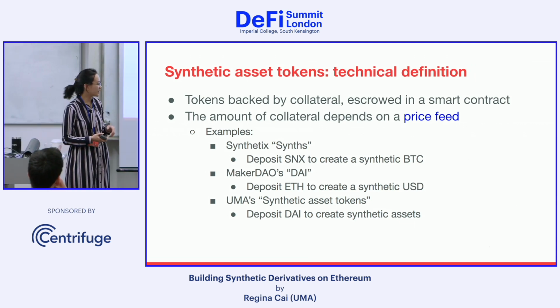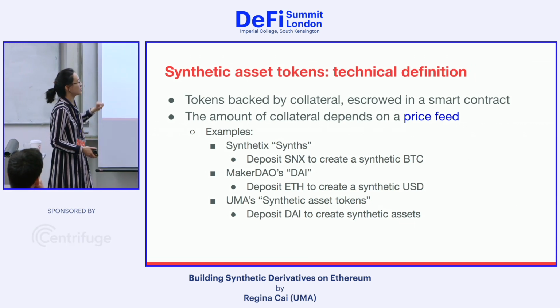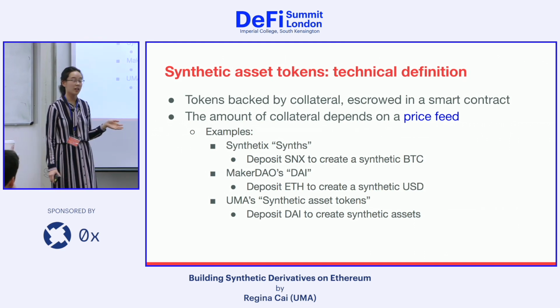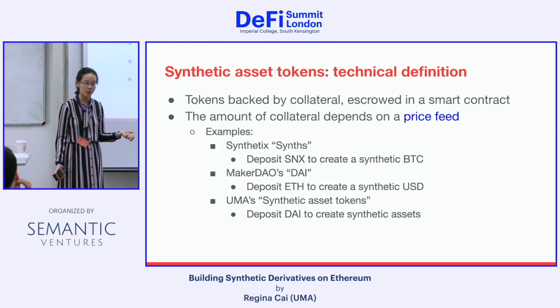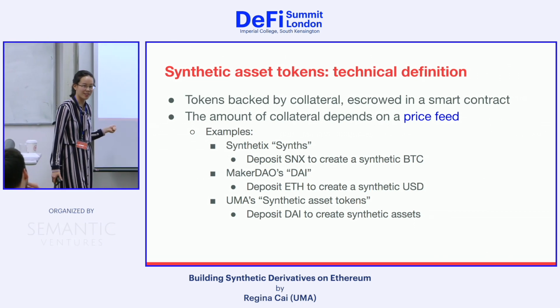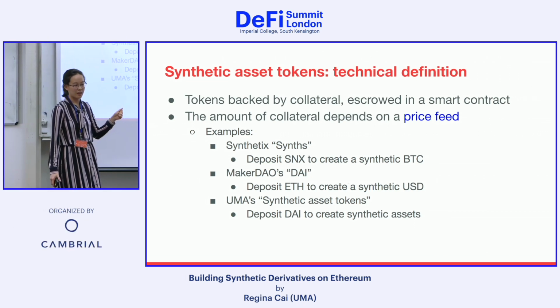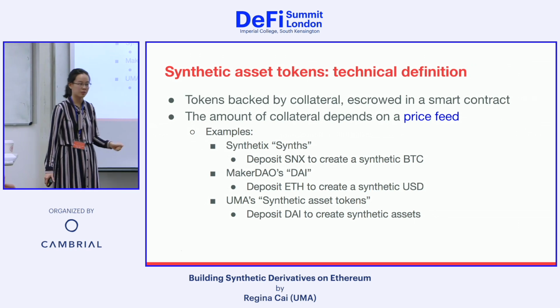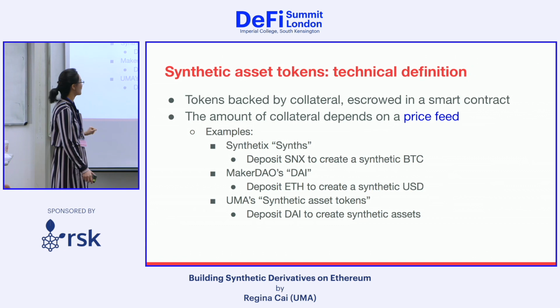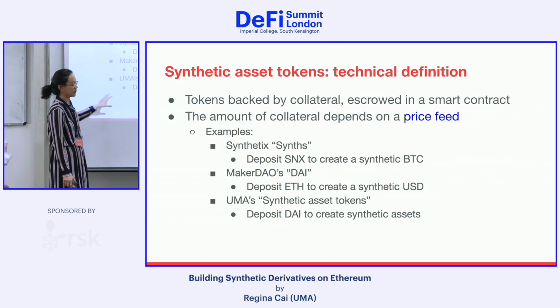Okay, so let's discuss again what these synthetic asset tokens are from a technical definition. They're tokens that are backed by collateral, escrowed in a smart contract, right? And the amount of collateral depends on a price feed. The price feed, of course, as Alison mentioned in her talk, is susceptible to corruption if you have oracles that, well, anyway, we can get into that later. But a couple of examples.